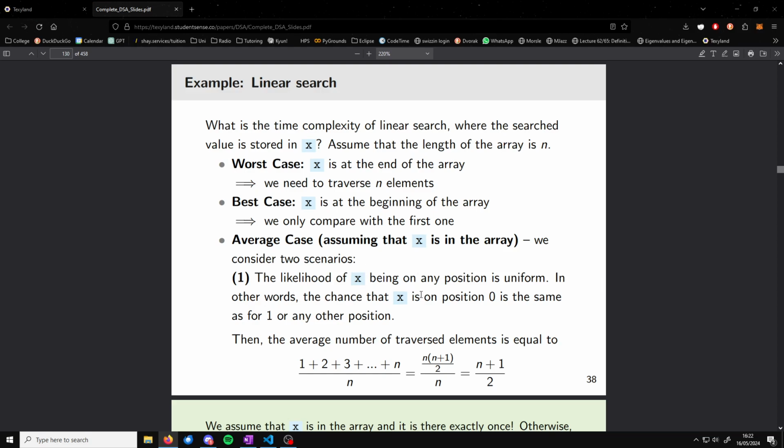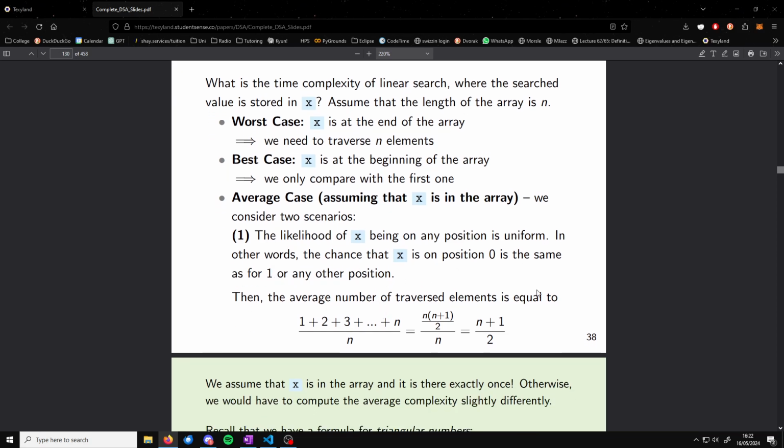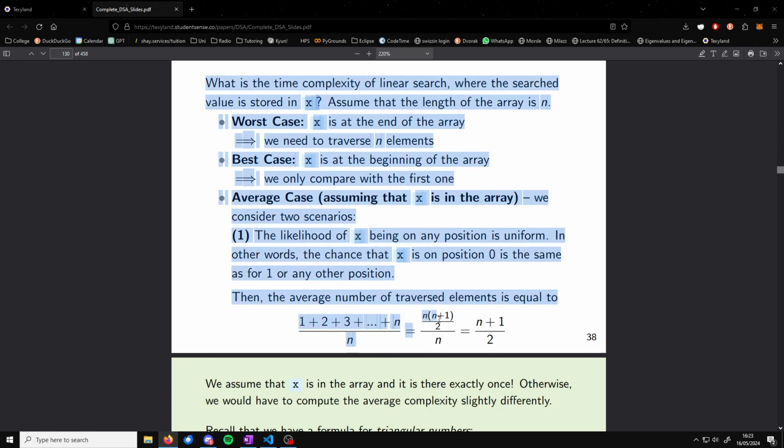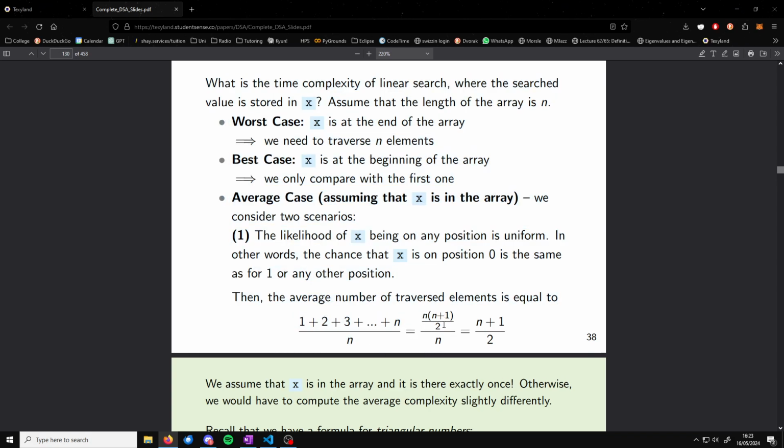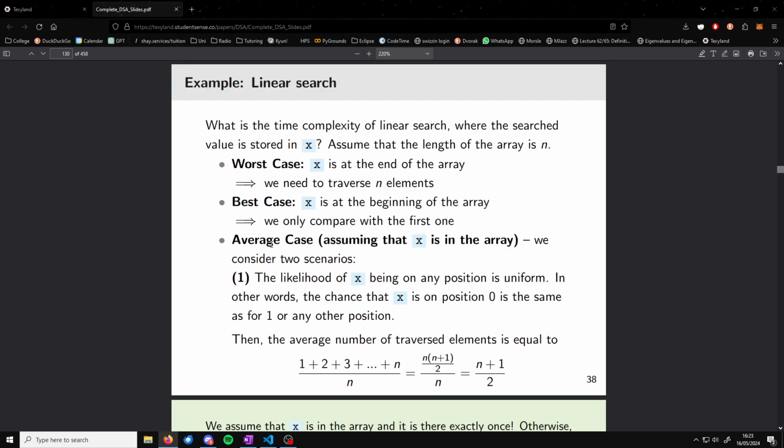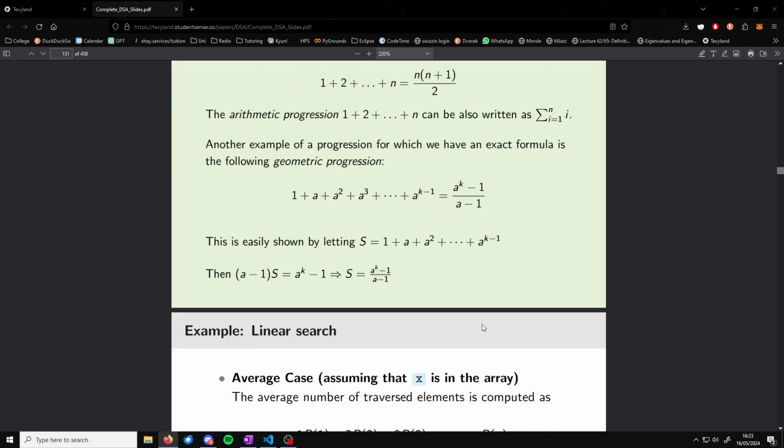In other words, the chance that X is in position 0 is the same as for 1 or any other position. And so the average number of traversed elements is equal to, we traverse 1 if it's in position 1, or we traverse 2 if it's in position 2, or 3, or n if it's in the very last slot, all divided by n. And with a bit of algebraic manipulation, we can get this fraction here, which is just (n plus 1) over 2. So the average case for linear search is (n plus 1) over 2.